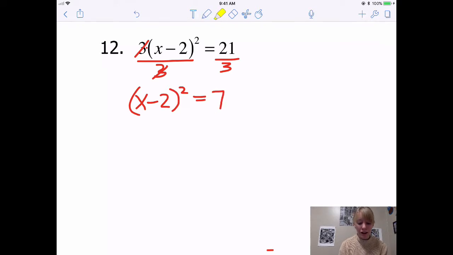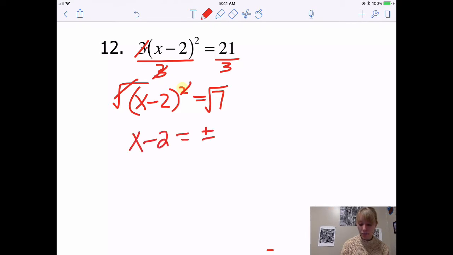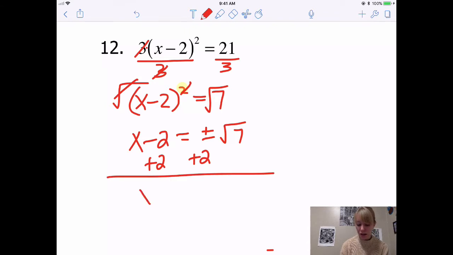And then again, I've got this square. What goes with the square is a square root. So to undo, take a square root of both sides. Square and square root cancel. I get x minus 2 is equal to, you guessed it, plus or minus the square root of 7. To get x by itself, PEMDAS backwards again, I do plus 2 plus 2. X is equal to 2 plus or minus the square root of 7.